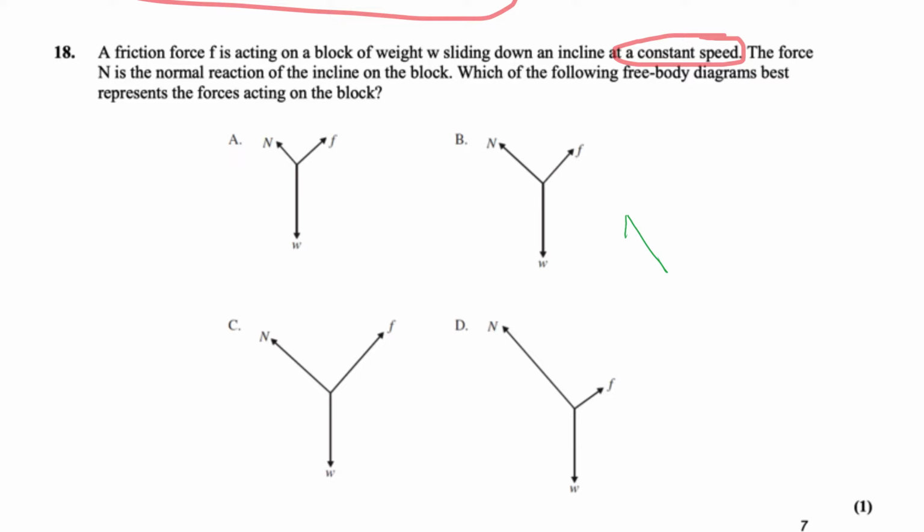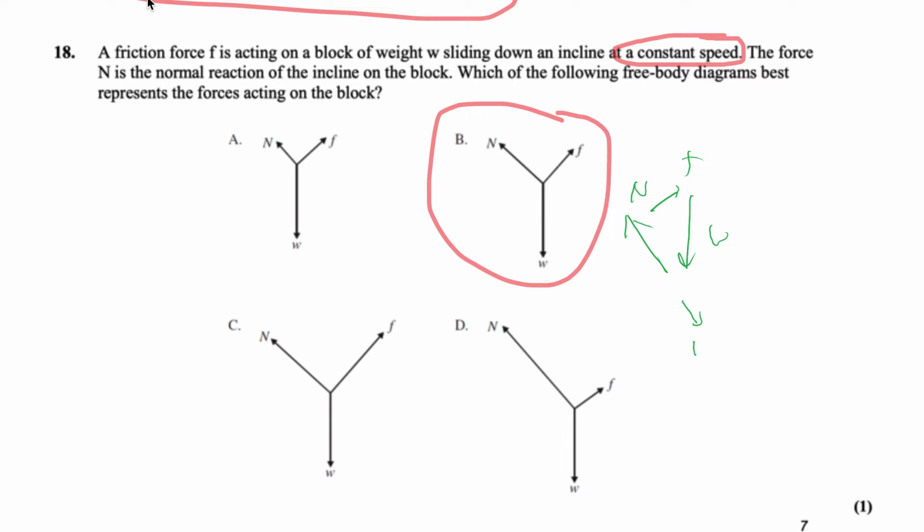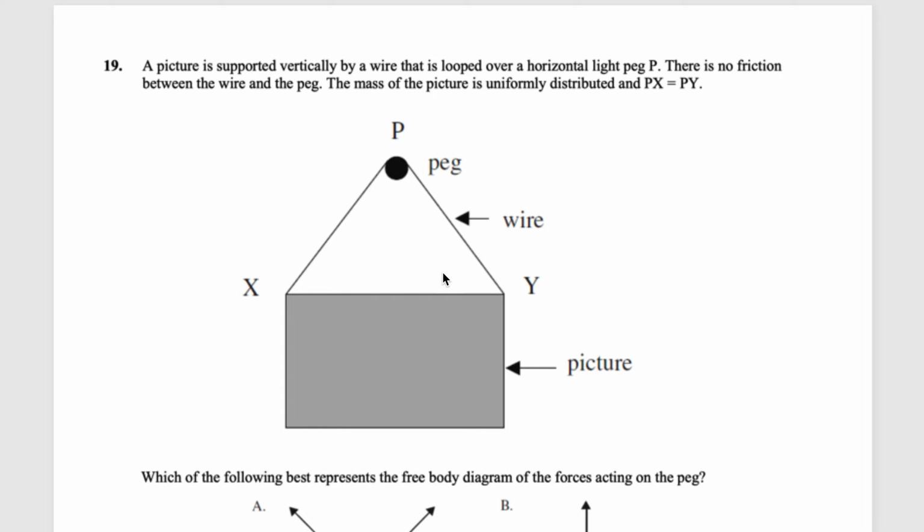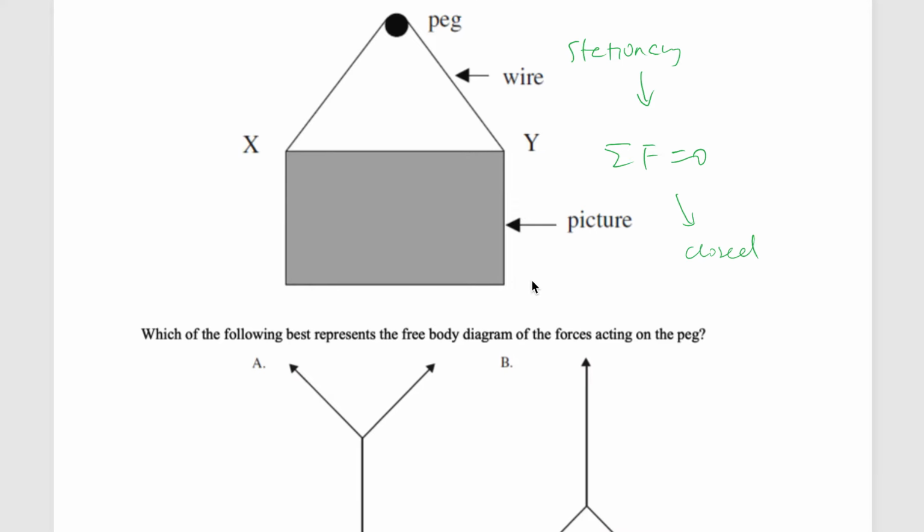So all you need to do is check each choice, make sure the normal force, the friction force, and the weight force overall have a closed shape. So just try them one by one. You will find only B works. All the rest are not closed. We need to make sure it must be closed. Now let's look at question 19. In this diagram, you can see this stays stationary. Stationary also tells you that's Newton's first law, the sum of all the forces must equal zero, therefore again it must be a closed shape.